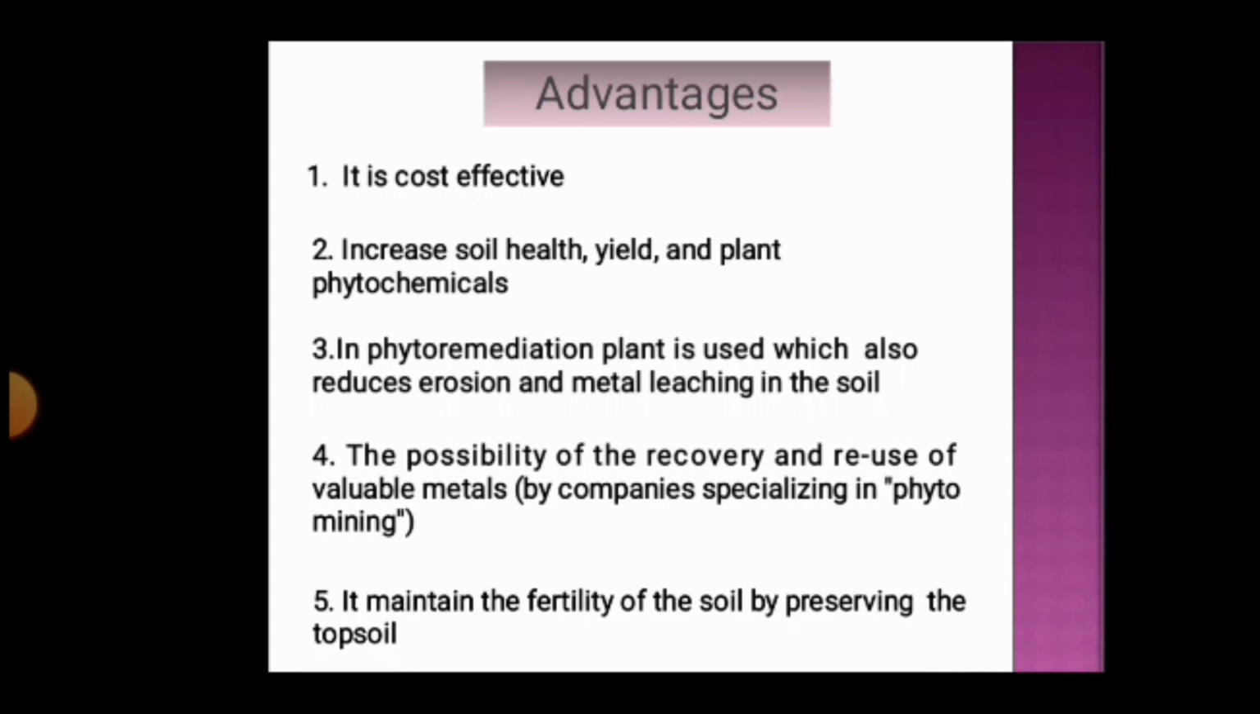Fifth, it maintains the fertility of the soil by preserving the topsoil. So what is topsoil? Topsoil is the surface soil, which includes the rich upper layer in which plants have most of their roots and which the farmer turns over by plowing. So by preserving the topsoil, the phytoremediation process maintains the fertility of the soil.